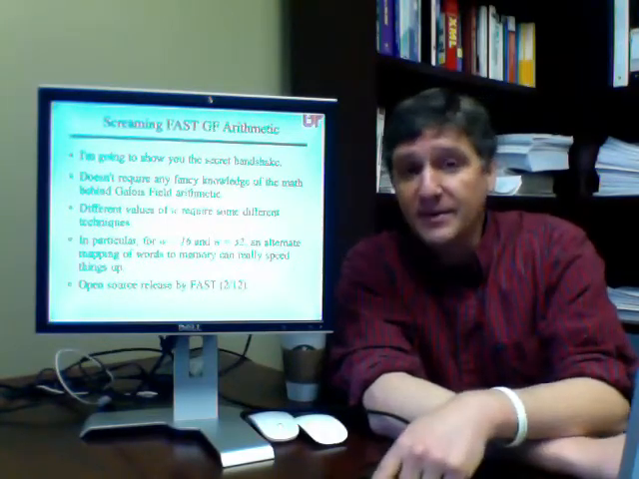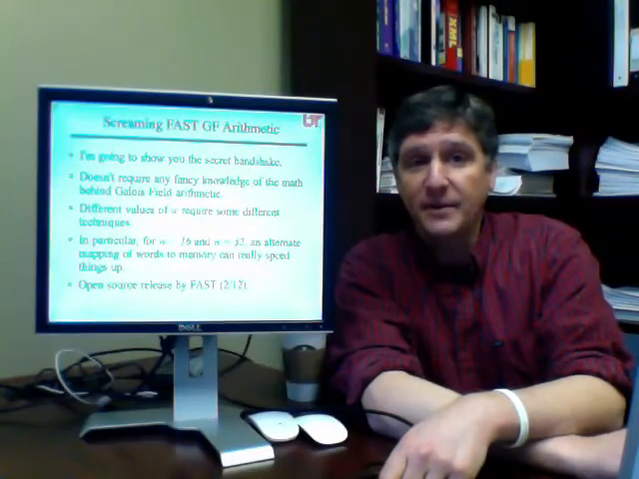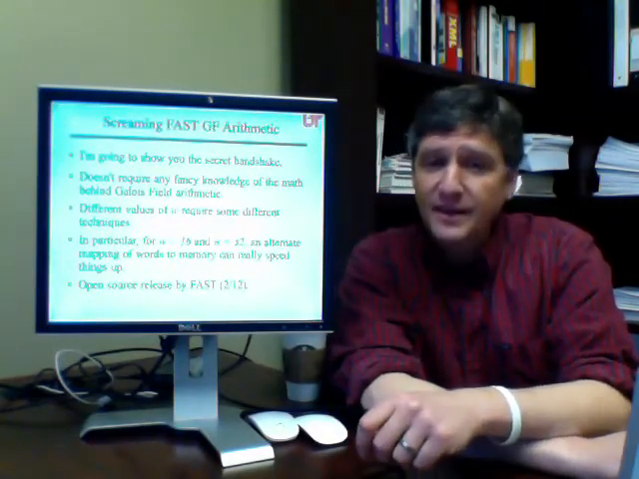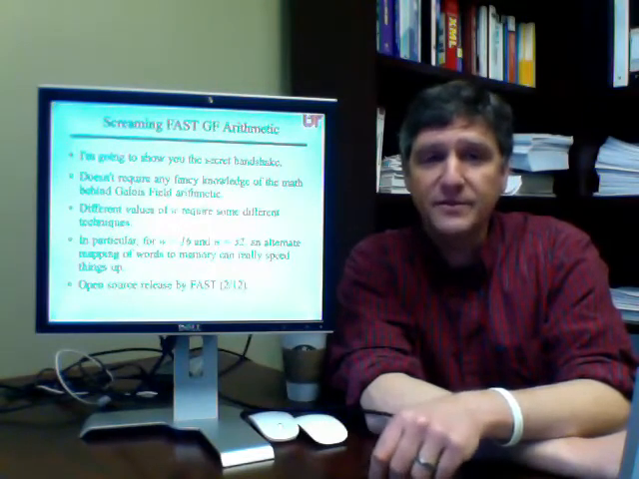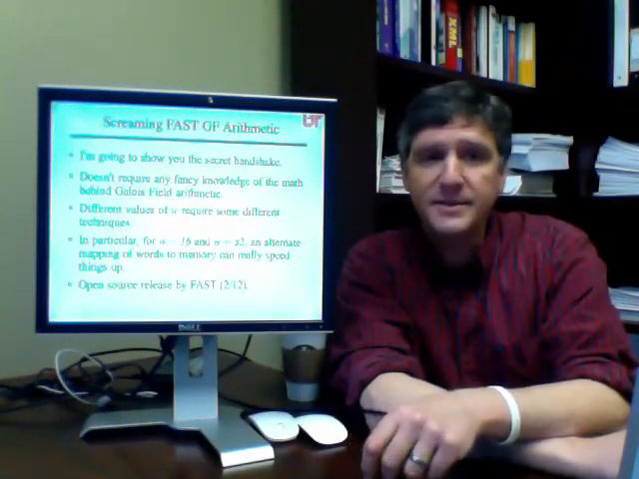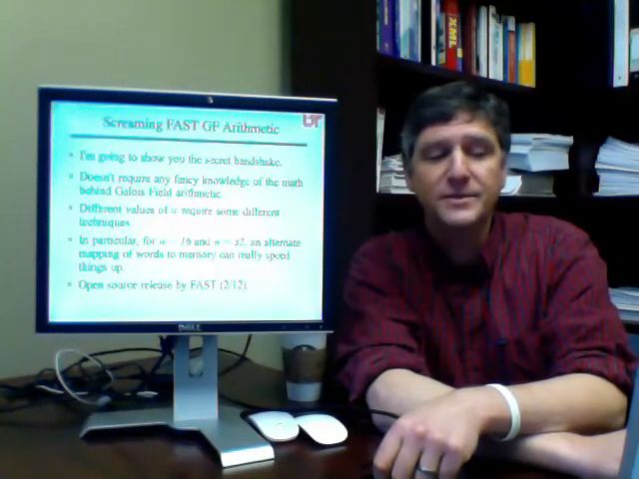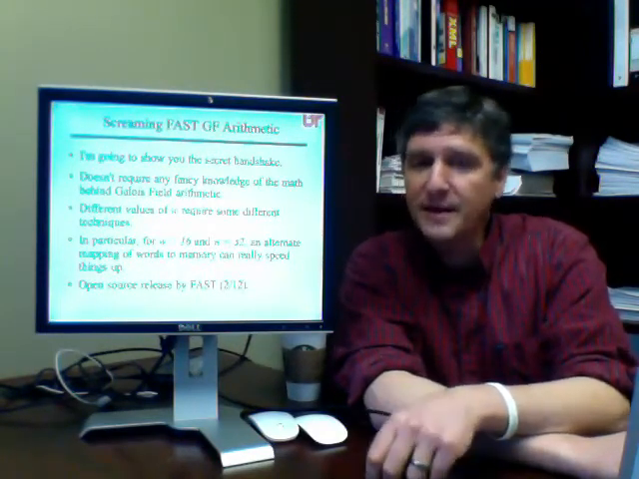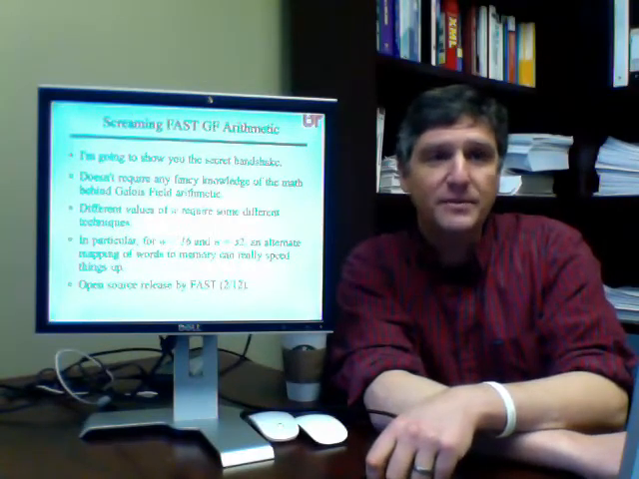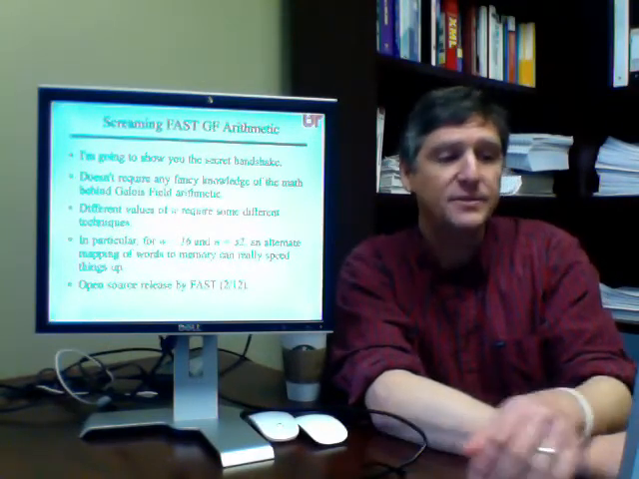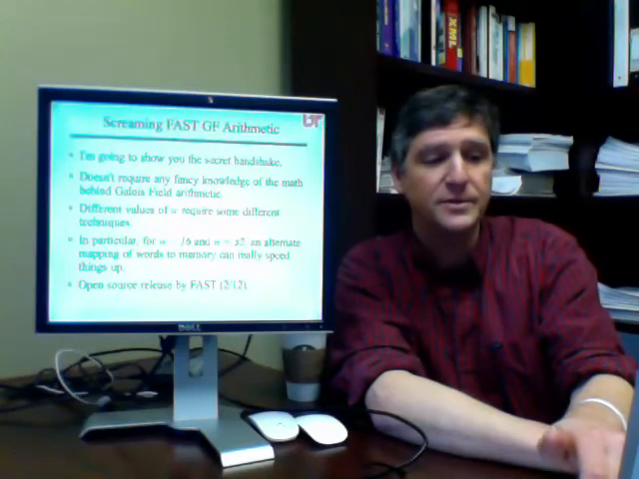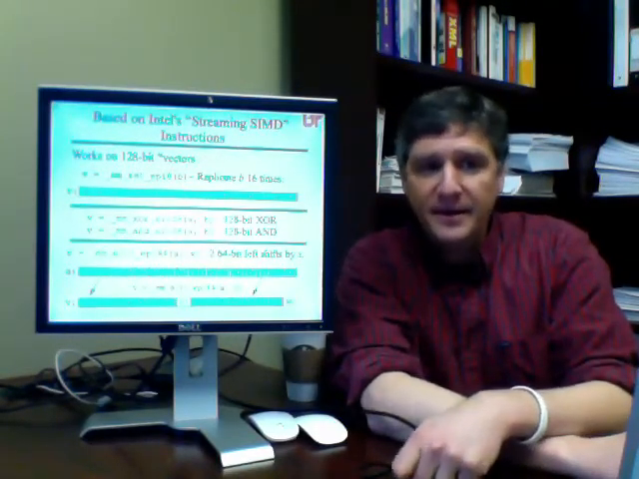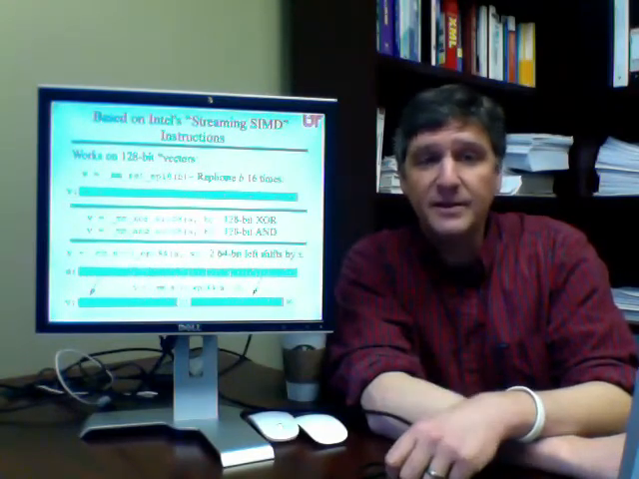Now, showing you the handshake doesn't require any knowledge of Galois field arithmetic other than addition equals exclusive OR. The cool part about this work is that different values of W require some different techniques, and in particular, for W equals 16 and 32, if you represent your words in memory in a different manner, you end up really being able to speed stuff up. Again, this is going to be released as open source in the next month. Now, it's based on Intel's streaming instructions.